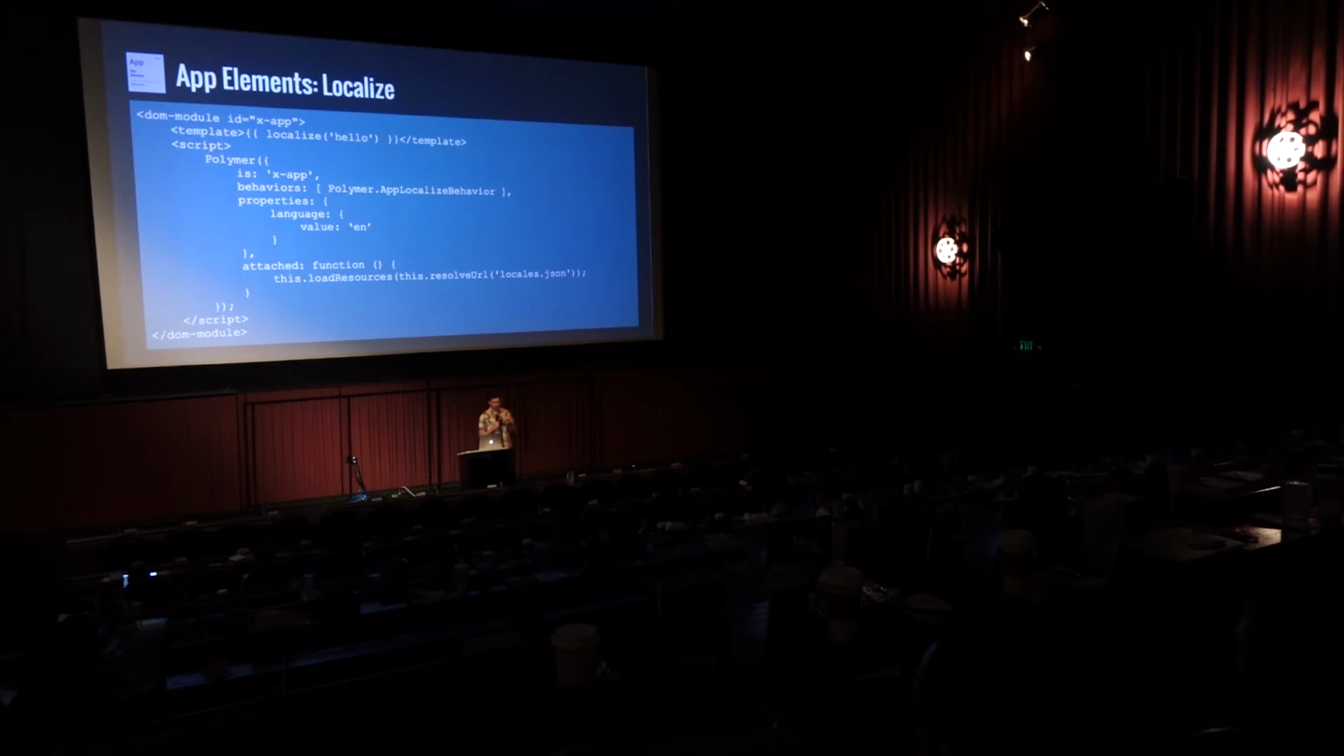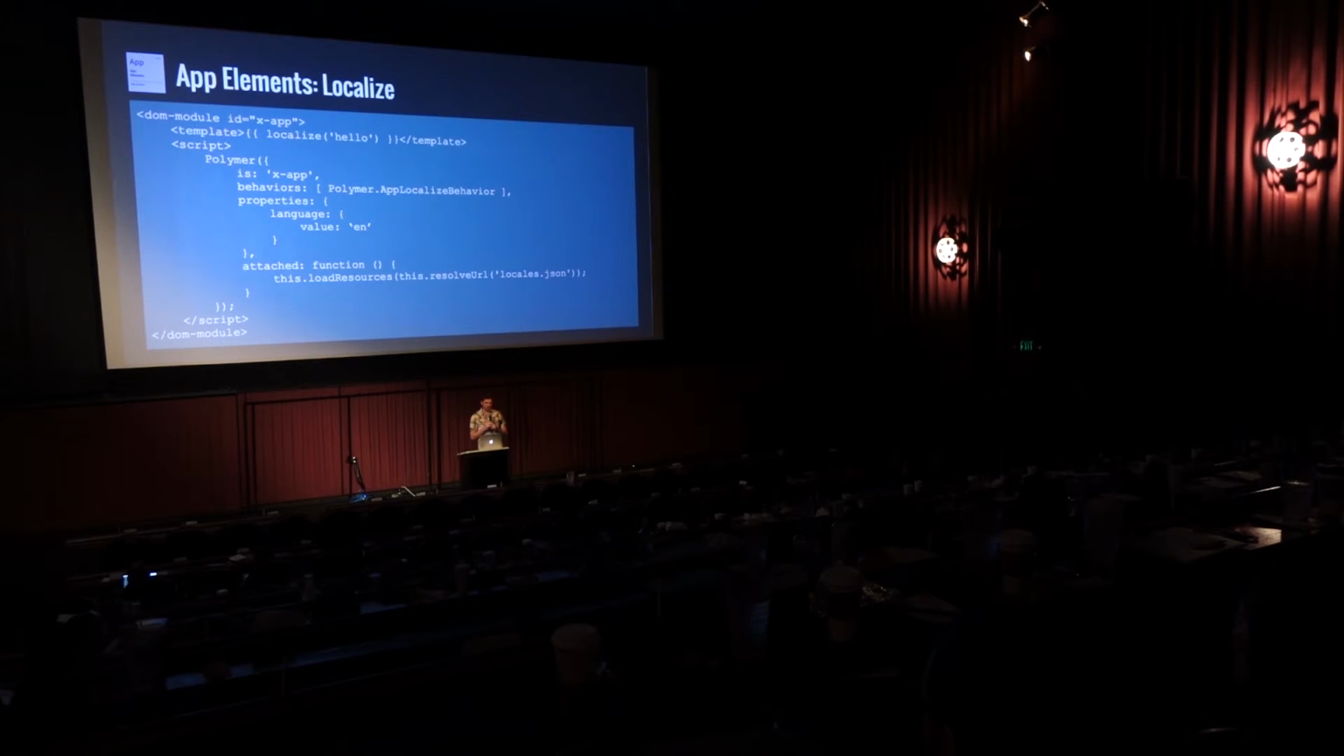So we'll create a properties object. In there, we'll set language, and you will set the value equal to English. Now, this is where you would set it based on the browser's value. You could set it to English, French. You could set whatever language you would like in this case. And as soon as this element is attached, this is another one of those callbacks, we're going to load some resources. And one of them we're going to load is a locales JSON.